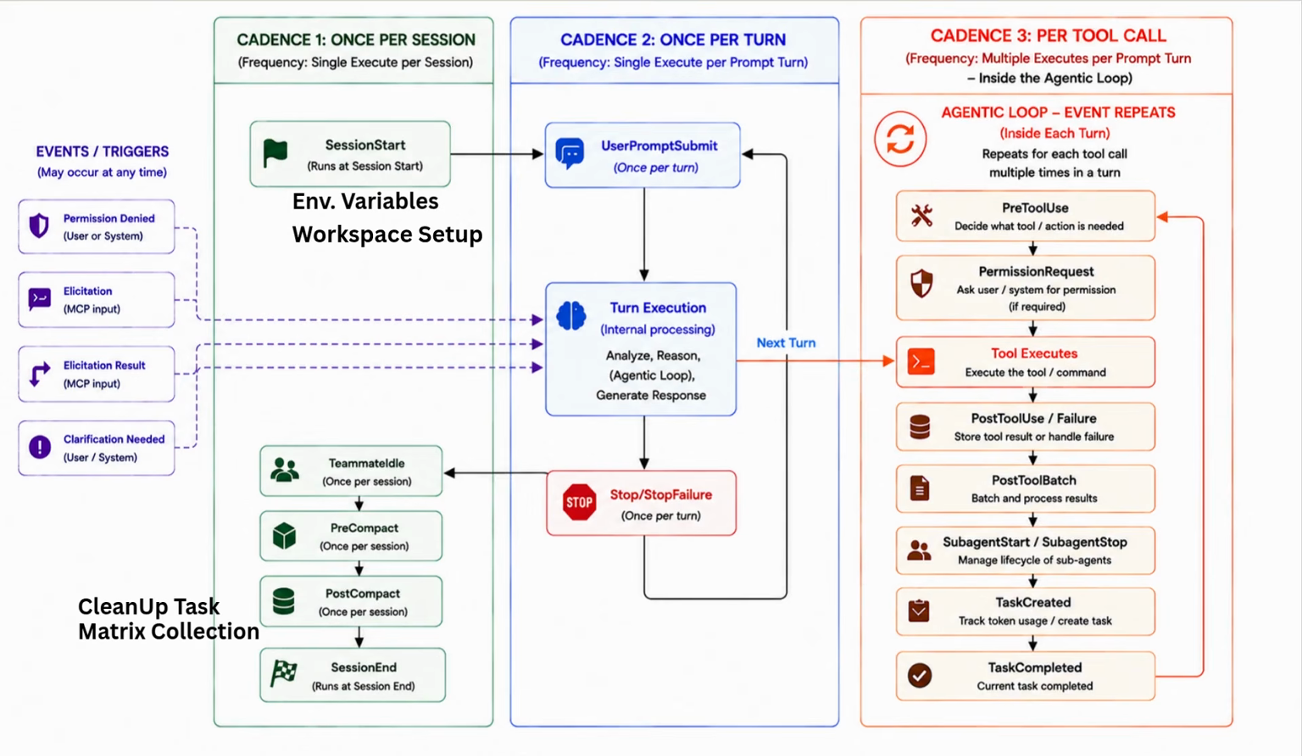The second cadence is once per turn. A turn represents one complete interaction between you and Claude. You submit a prompt, Claude processes your request, and eventually returns a response. At the very beginning of that process, user prompt submit fires. This gives you an opportunity to inspect or even modify the incoming prompt before Claude starts processing it. Once Claude completes its response, the turn ends with either stop or stop failure depending on whether the request completed successfully. No matter how much work Claude performs internally, these events occur only once for each prompt you send.